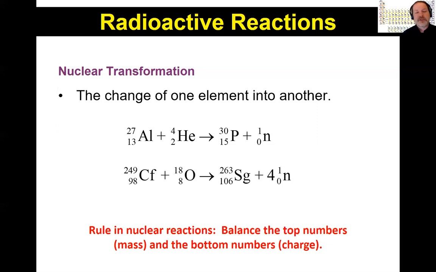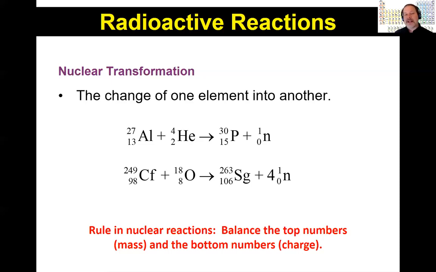Here's californium-249 reacting with oxygen-18 to create seaborgium-263 and 4 neutrons. And we have to keep track of the stoichiometry. When there's 4 neutrons, that means I have 4 times the number 1, and add that to the 263, and that creates, let's see, 267 mass units on the product side, and you'll see that there's 267 on the californium side as well.